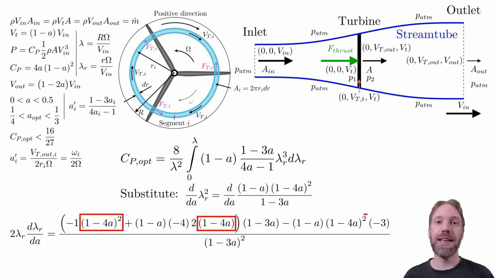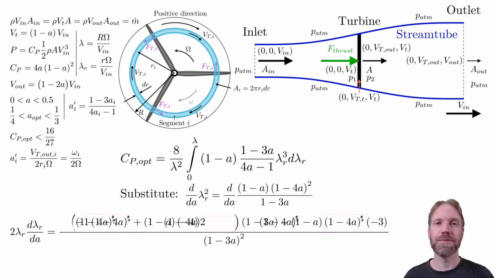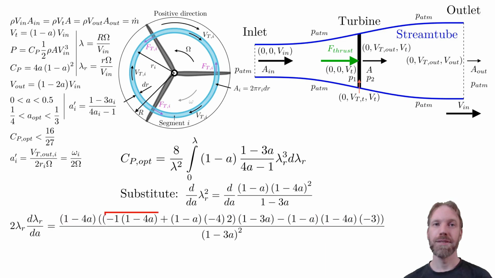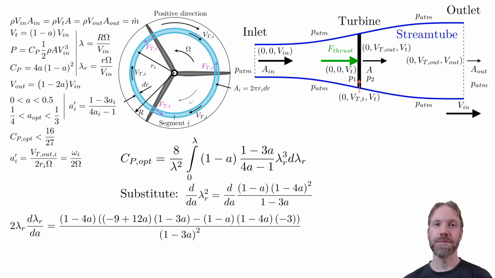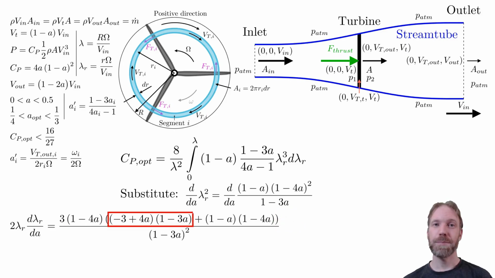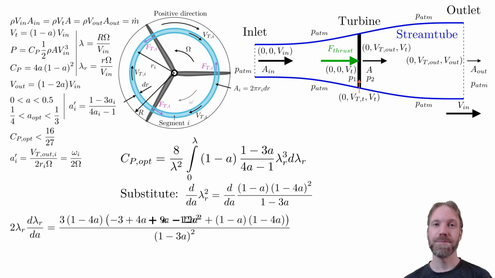1 minus 4a is a common factor. Expand this parenthesis. Expand this expression. Collect the terms. Both these are multiples of 3. 3 is now a common factor for the full expression. Expand these parentheses. Same for these.